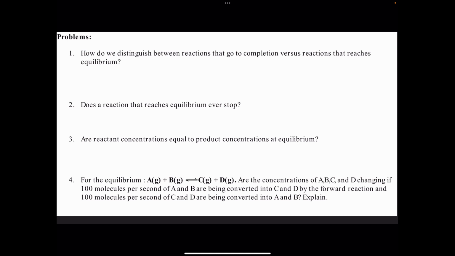So again, we need to distinguish when we have a process that's going to either go to completion versus going to equilibrium. And so we said we're going to distinguish between those based on the arrow that we use. And so if we have a reaction that's going to completion, we're going to use the single arrow.